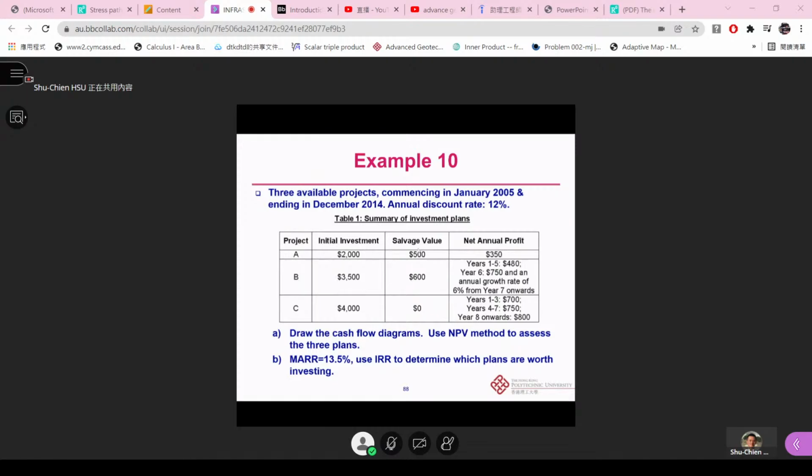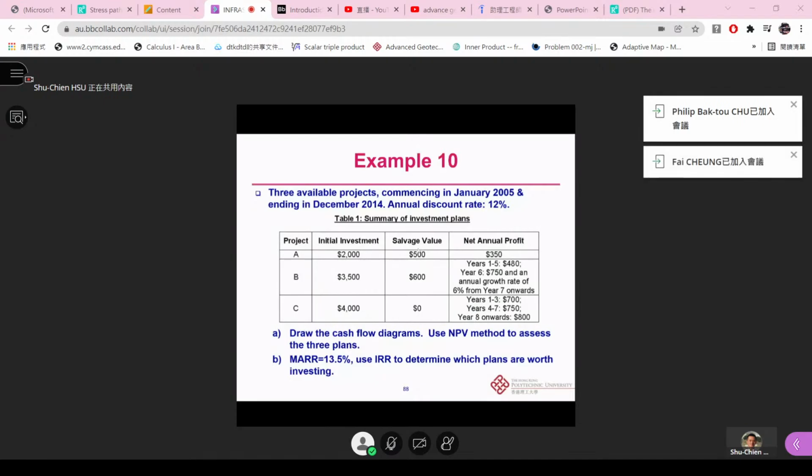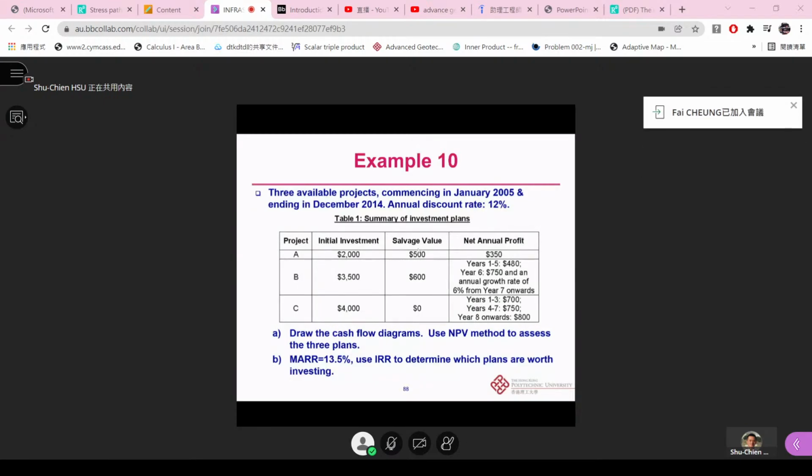I think some students also asked me what salvage value is. Remember, I would like to remind you again, this is a kind of future value. After the initial investment, think about that as equipment. Then you are going to sell this equipment and get some money back.